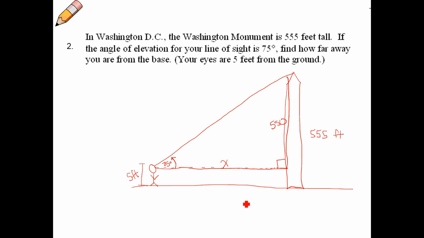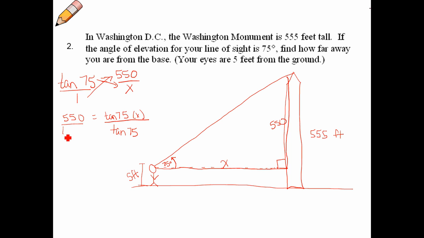And now again, we would want to use one of those tangent ratios because I have opposite and adjacent. So I do tangent 75 equals opposite 550 over x. Now once again, we're just going to cross multiply here to solve. 1 times 550 is 550. Tangent of 75 times x would be tangent of 75, that decimal, times x. Now in order to get rid of that, or divide here, we would divide by the tangent of 75 to get the x alone.